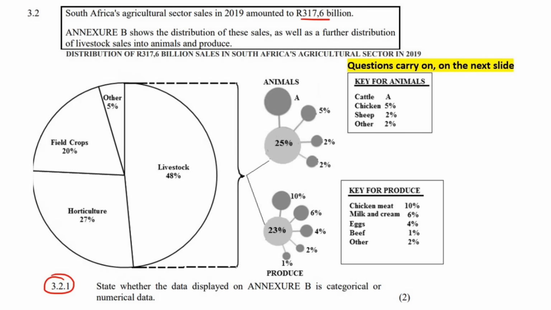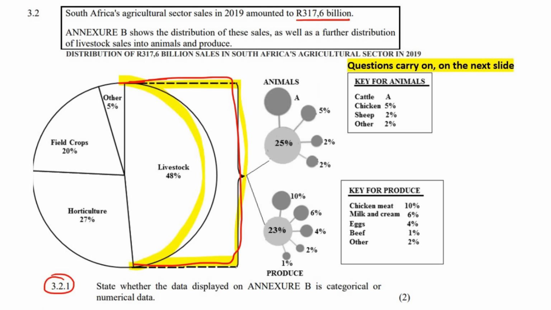It amounted to 317 billion rand in 2019. Okay, so for example, 20% was field crops, 27% was horticulture, 48% was livestock. Now, what they then did is they took livestock and they broke that up into smaller parts. You see how this only covers livestock. So this is only livestock.